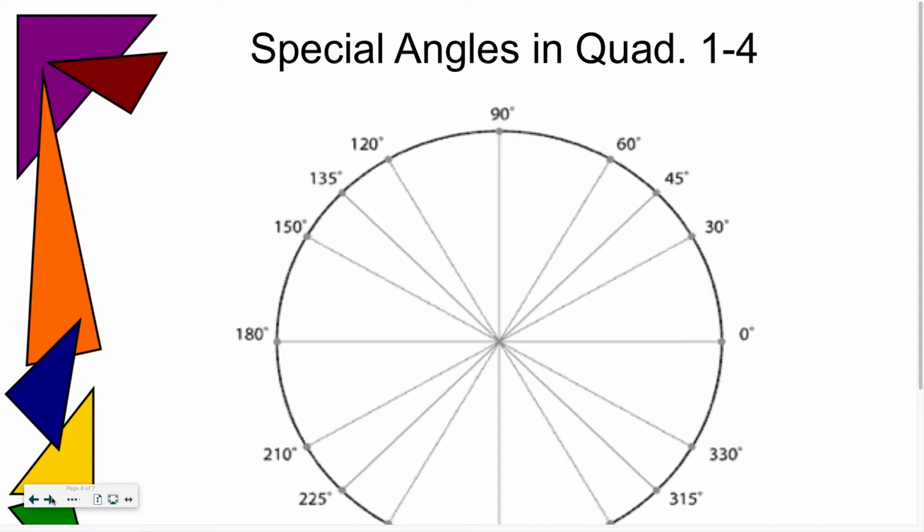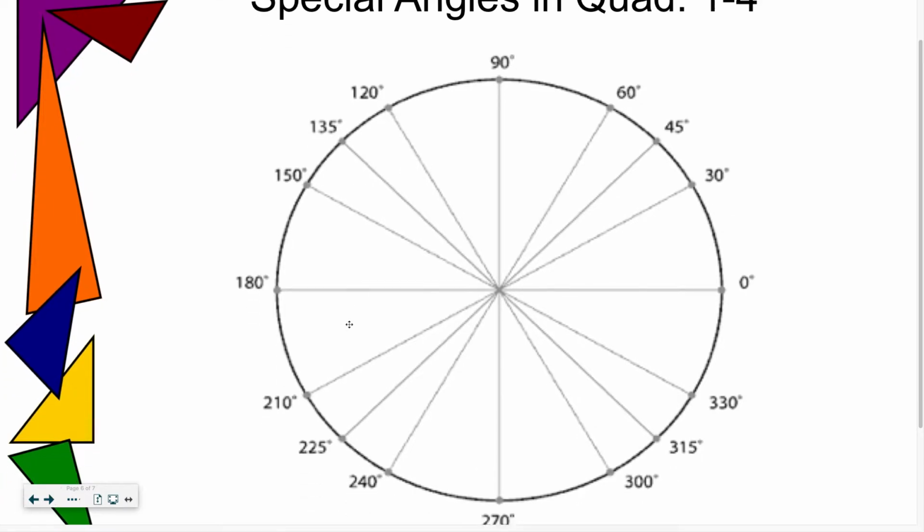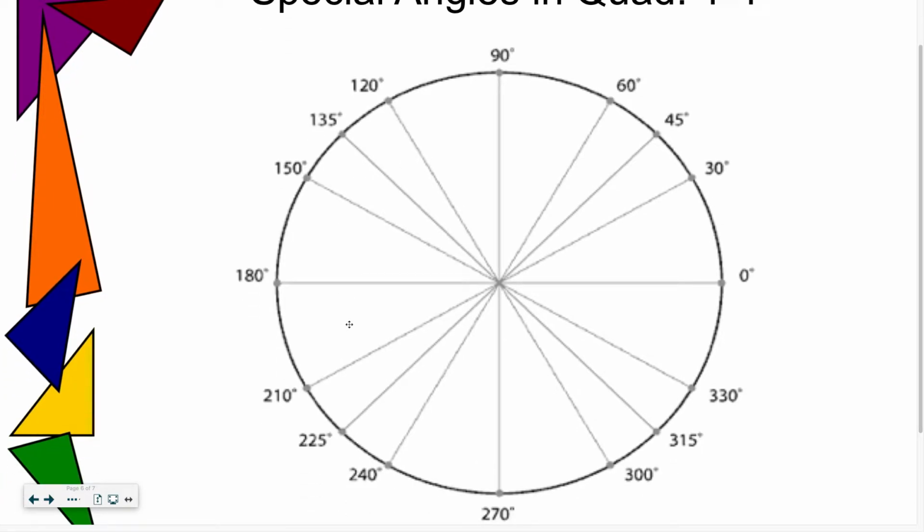Take a color highlighter. It doesn't matter which color you choose right now because you're going to go through 3 of them. Take a colored highlighter. I'm going to show you why 120, 135, 150, 210, etc., are the special angles in the other 3 quadrants. Why do I want you to know those angles? Okay. Take your highlighter.